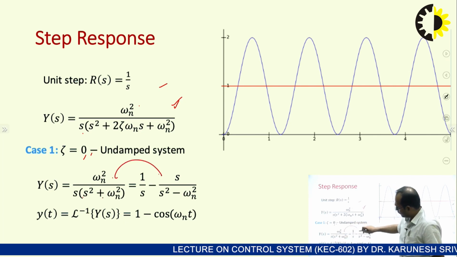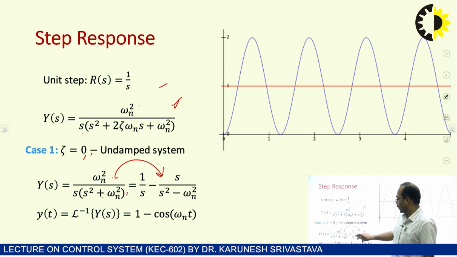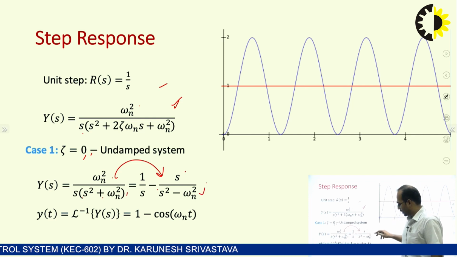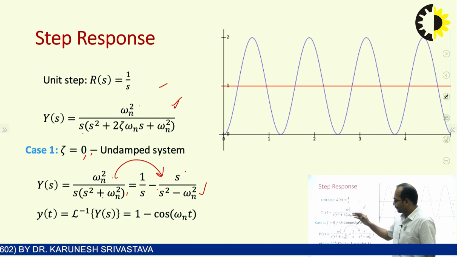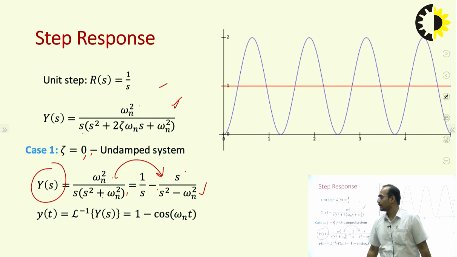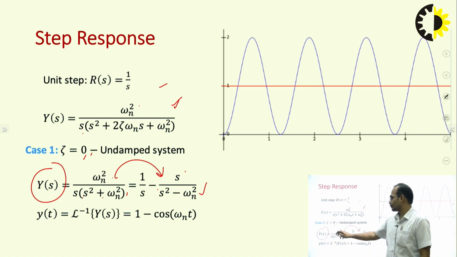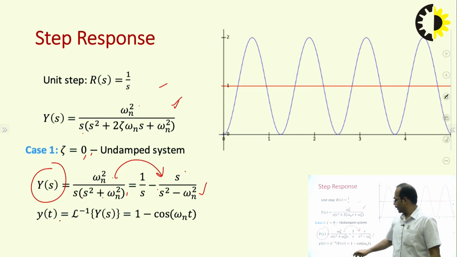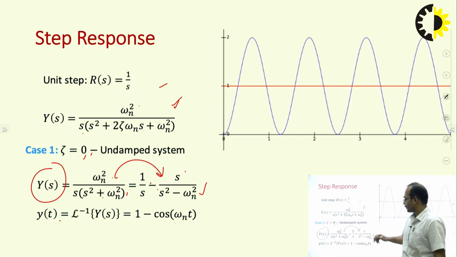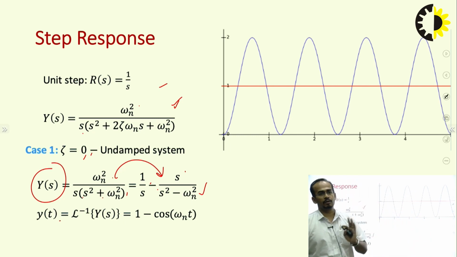After getting this, we will do the partial fraction of this. After doing the partial fraction, we will get 1 by s minus s upon s square plus omega n square. We want the value of Yt, for which we have to take the inverse Laplace of this Ys. So Yt will be equal to 1 minus cos omega n t. So it is clear that the response of the system will be like this.